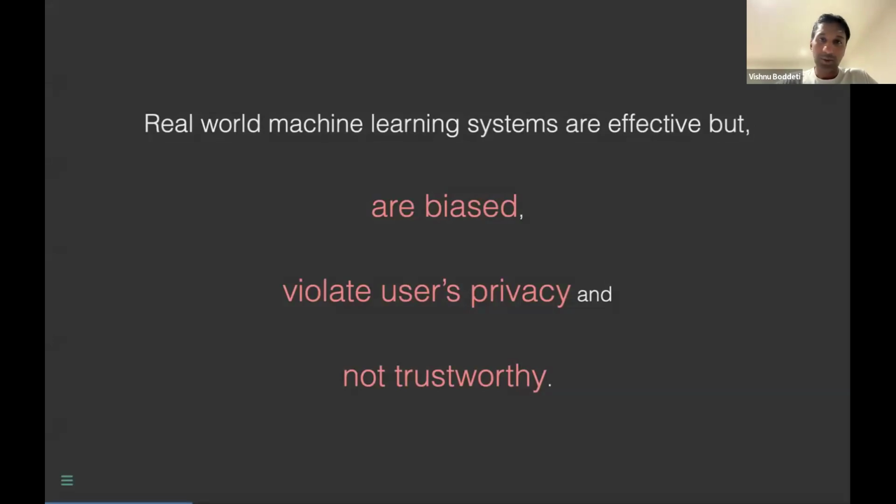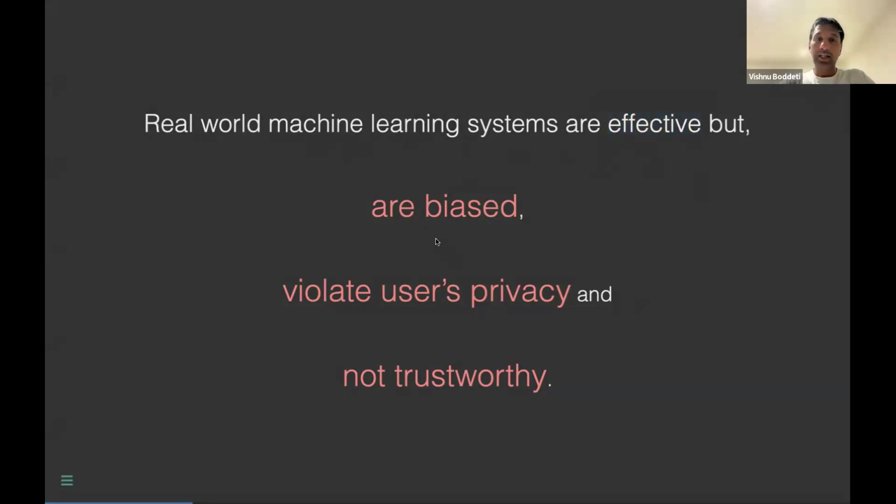I could talk for an entire hour about all the issues that AI systems have when they are deployed in the real world. I would actually say that real-world AI systems are very effective. There's no denying that. They're very effective, very high performance. And as I said, a lot of other people in this event will talk about those effective use cases.